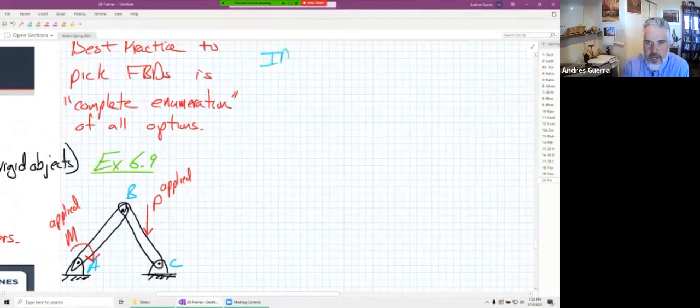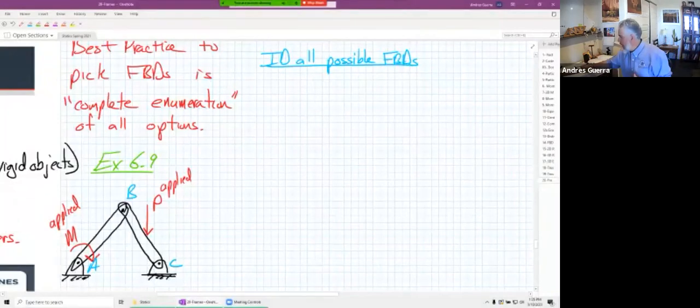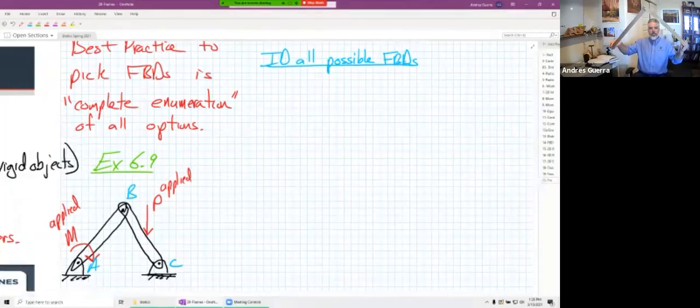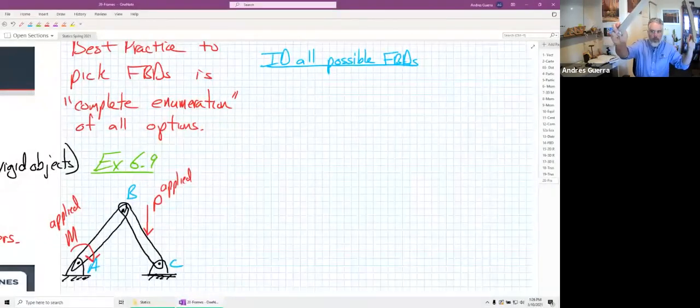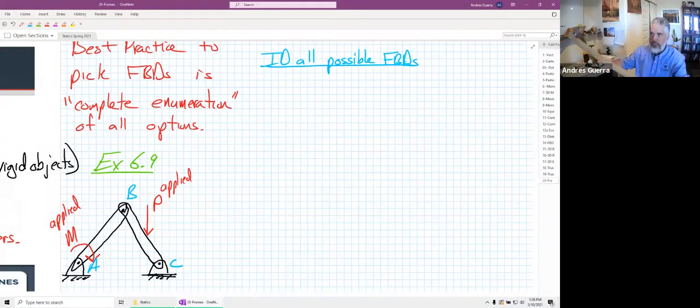So let's identify all possible FBDs for this problem. Well, actually, I have a physical demonstration of this example too. So here's A to B, right? And here's B to C. And so they're literally just connected by pins. So I have a pin down here at this point, right? I have a pin over here at this point right here. And then there's just a pin connection right there, which is literally just a pin going through a hole in those rigid objects right there, right?